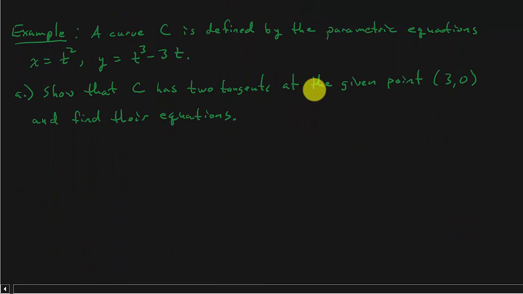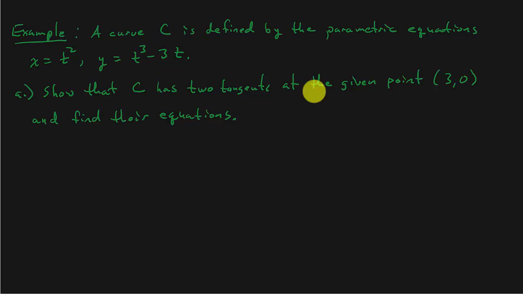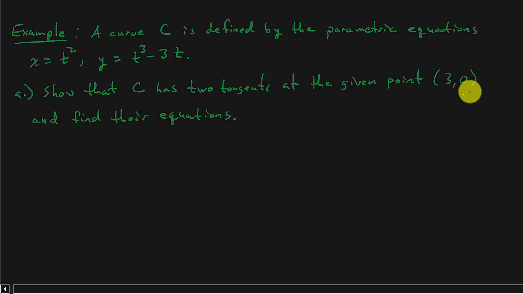We have a curve C defined by the parametric equations x equals t squared and y equals t cubed minus 3t. They want us to show that C has two tangents at the given point (3, 0), and find their equations. So we want to find the tangent lines also. First, let's show that C has two tangents at the given point (3, 0). So how in the world are we going to do that?